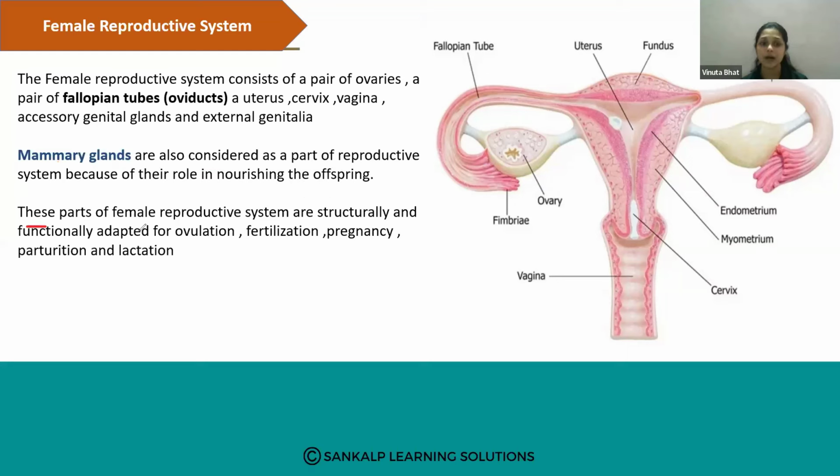And these parts of the female reproductive system are structurally and functionally adapted for ovulation, fertilization, pregnancy, parturition and lactation. So ovulation and fertilization also take place in the female body, and pregnancy, parturition, and lactation. So all these things take place in the female reproductive structure.